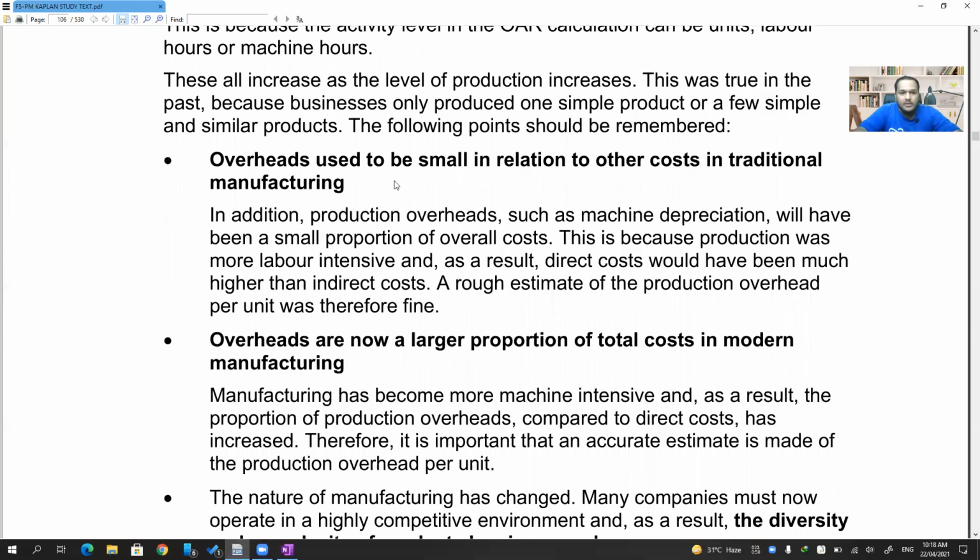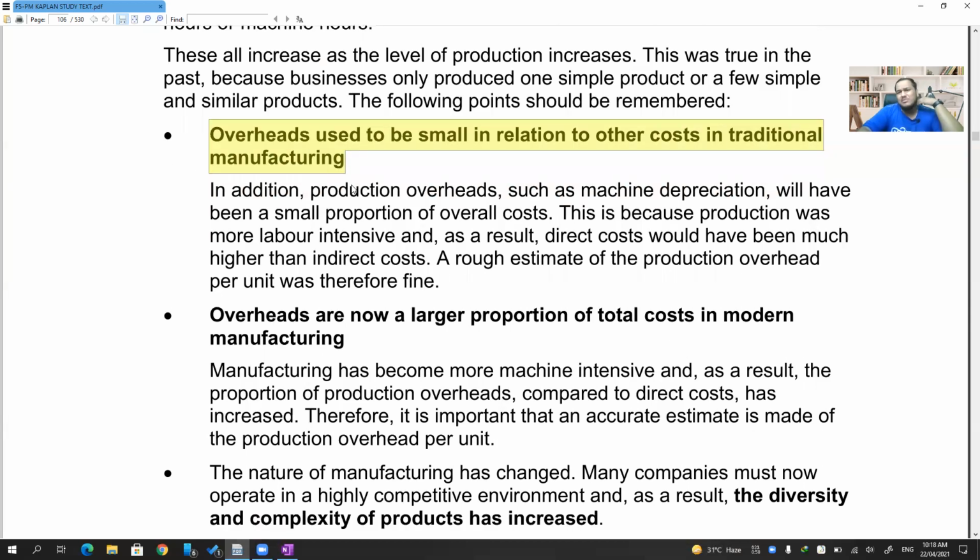Anyways, moving further, overheads used to be small in relation to other costs in traditional manufacturing. So previously, in the good olden days, machinery depreciation and all these things used to be very less.